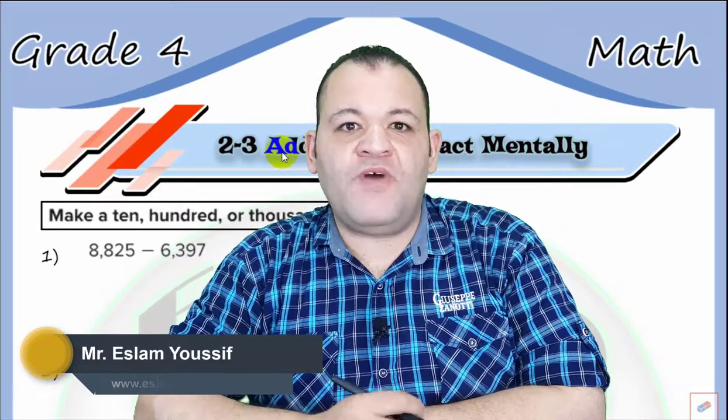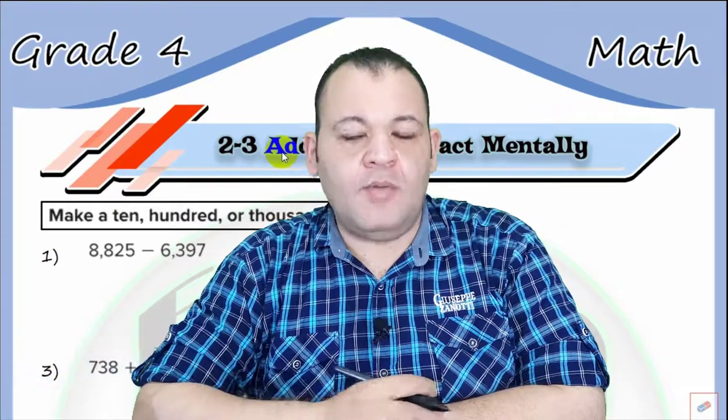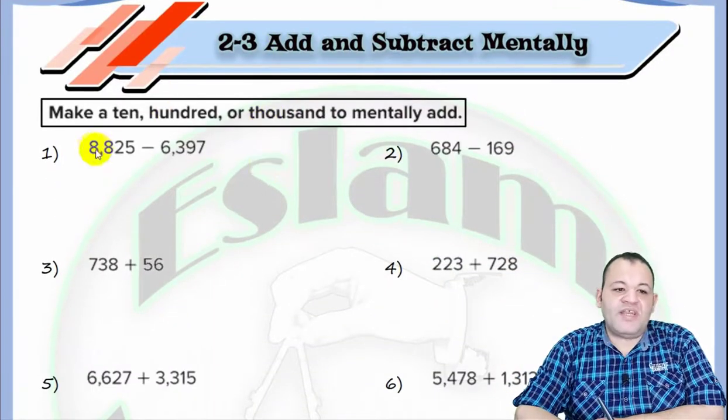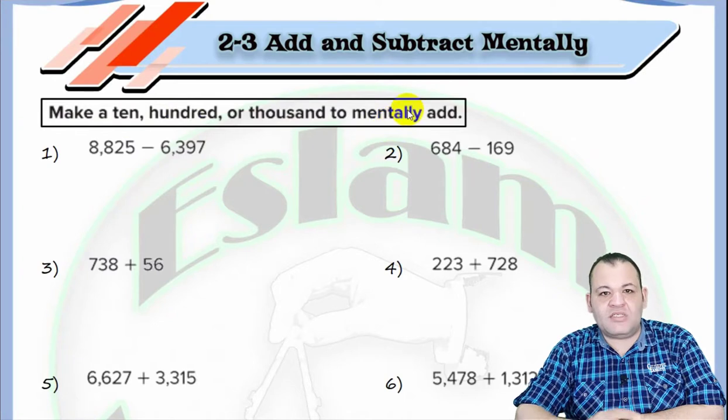In this problem, we will find an easy way to add and subtract by using the mental method. So for question number 1, we have 8,825 minus 6,397 and we need to make 10, 100, 1,000 to mentally add and subtract. So how can we find that?